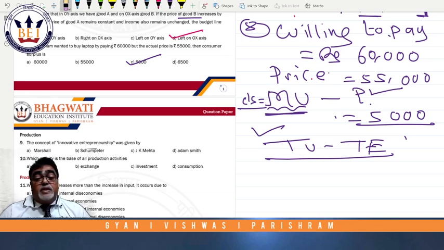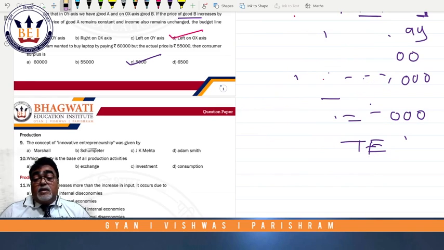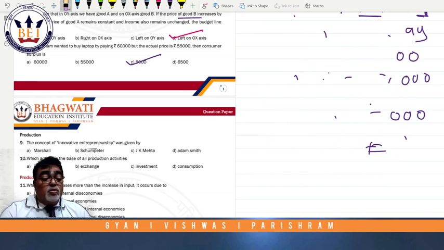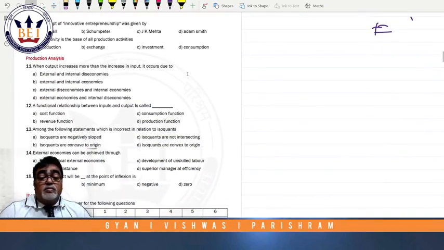So the first page, up to the theory of consumer behavior, we could explain that. Now we are switching to the production part. Production.